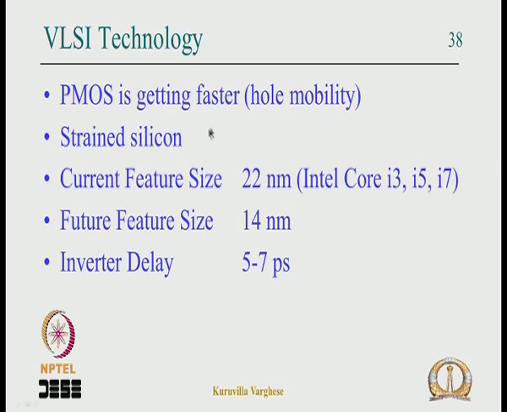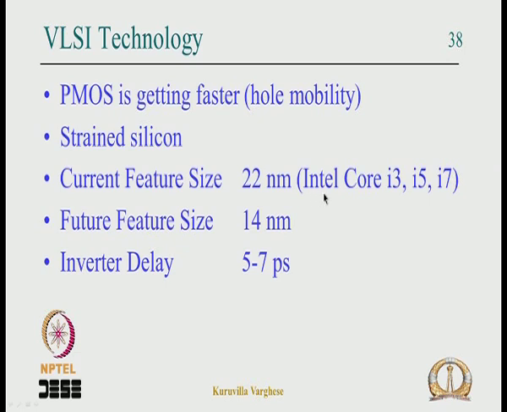You must have learned that the PMOS is slower than the NMOS, because the hole mobility in PMOS is less than the electron mobility in NMOS. But you know that with the current technology like strained silicon, the PMOS is getting faster. Strained silicon means the silicon lattice structure is strained by some deposit on top of silicon. So the lattice structure kind of stretches so that the electrons and the holes can pass faster.